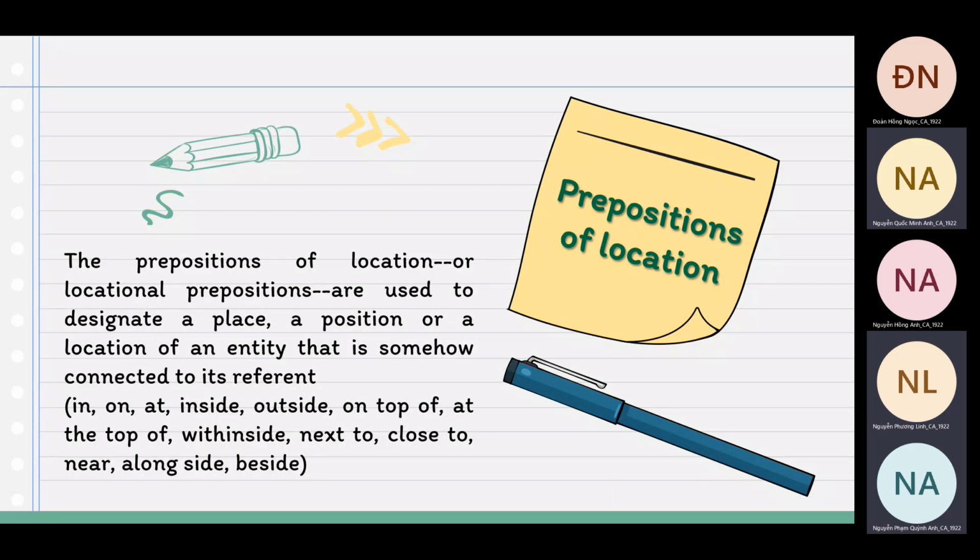Okay, now we should move on to the prepositions of location. The prepositions of location, or locational prepositions, are used to designate a place, a position, or a location of an entity that is somehow connected to its reference.